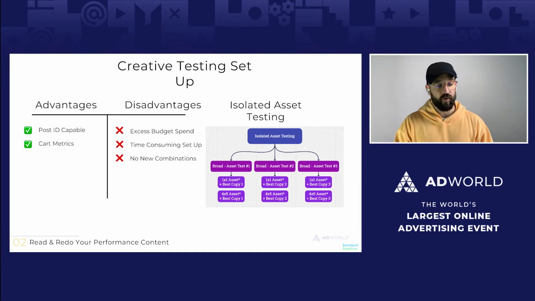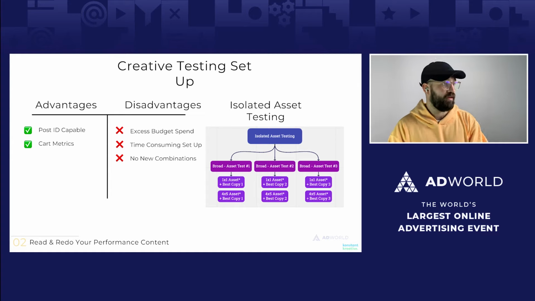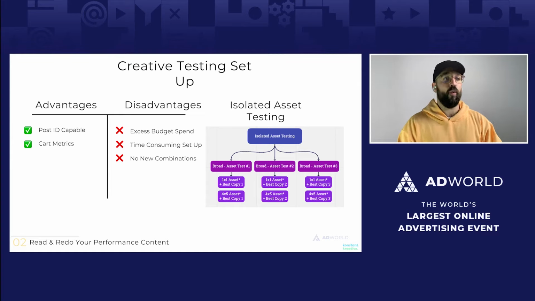Advantages and disadvantages real quick. Advantages, we get post IDs. Amazing. If it works, you can continue to scale it, put it into a different campaign. You get cart metrics, another amazing thing. It's what we want. We want to learn what are the correlations, what's happening, why is this working.